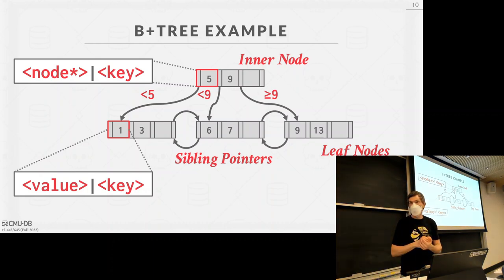Does every leaf node have to be the same size? This question is, does every leaf node have to be the same size, or could it be variable size? So same size in terms of the number of keys they could store.